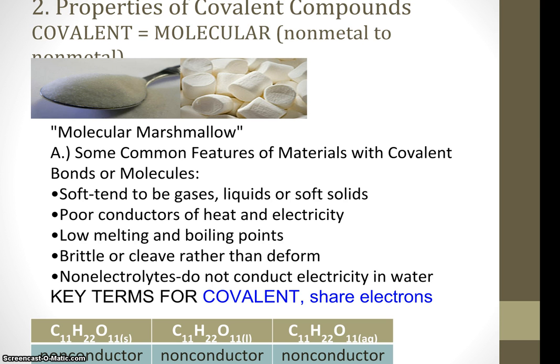Okay, the second type is the covalent compounds. Remember, covalent also means molecular. Okay, it's a nonmetal to a nonmetal. Alright, the first type is molecular solids, liquids or gases. Okay, molecular substances often are soft. Okay, they're poor conductors of heat and electricity. They have low melting and boiling points. They're brittle. Okay, they can cleave rather easily.